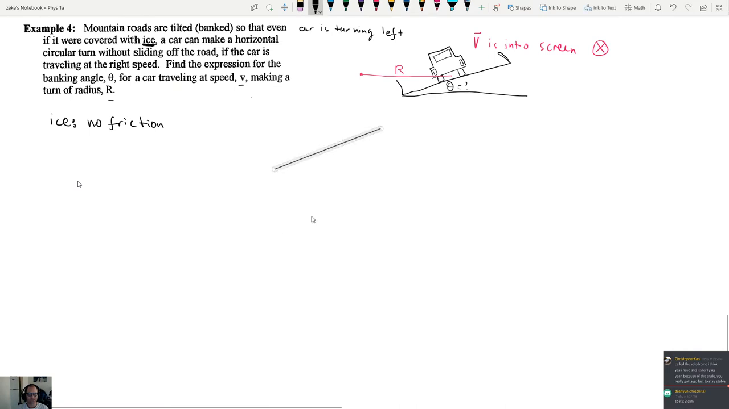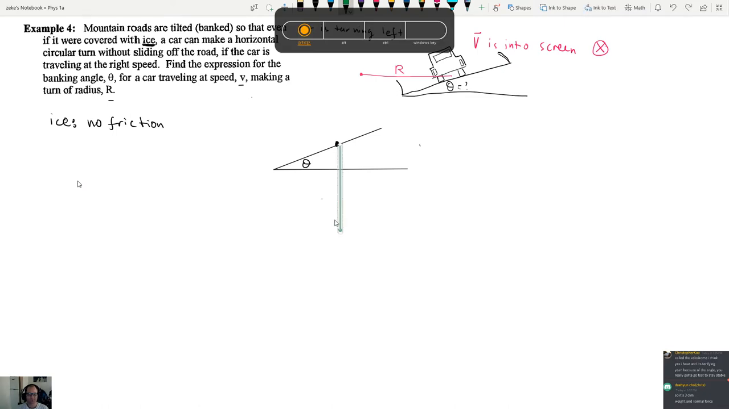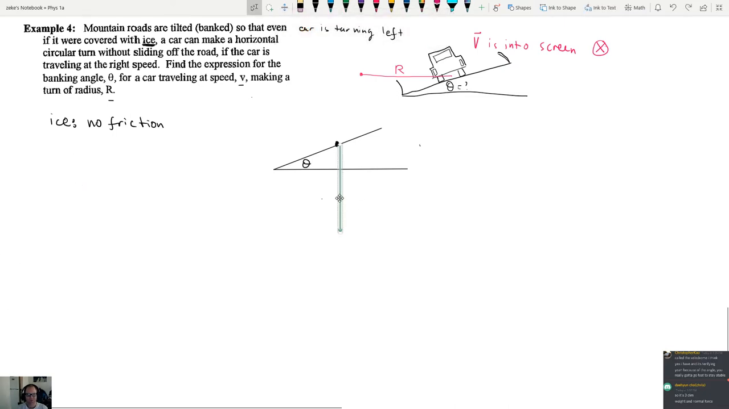So there's our inclined plane, and the triangle theta is the banking angle. What are the forces acting on this car now? It's obviously weight, right? There's the weight and then the normal force. The normal force points up and to the left, like this. So there's N.